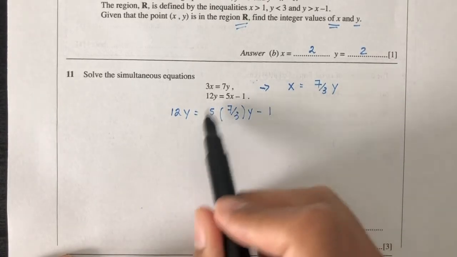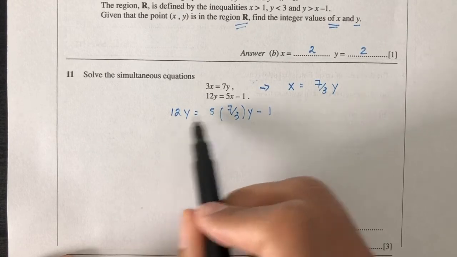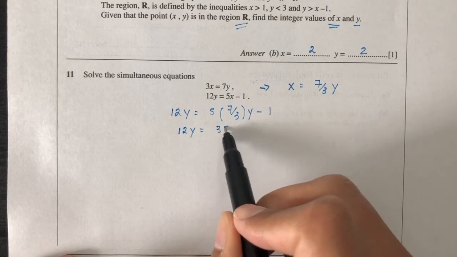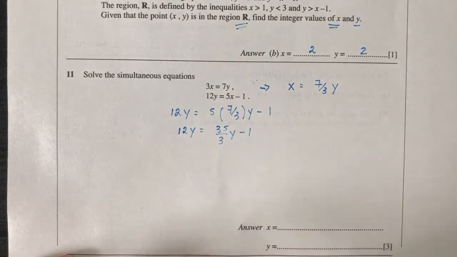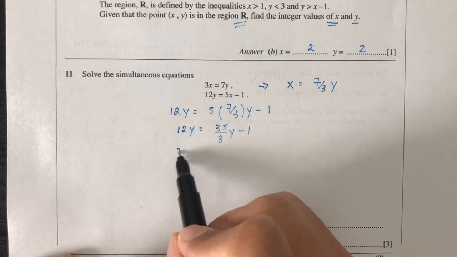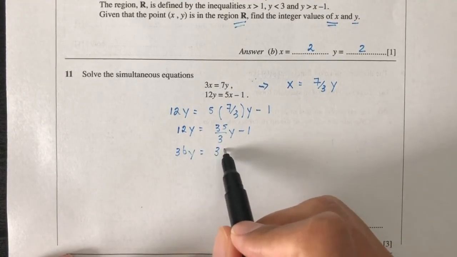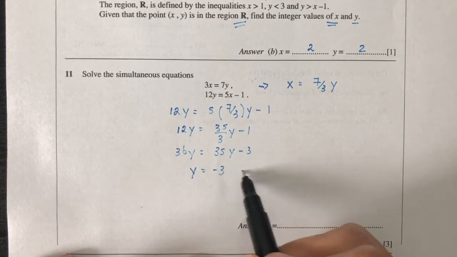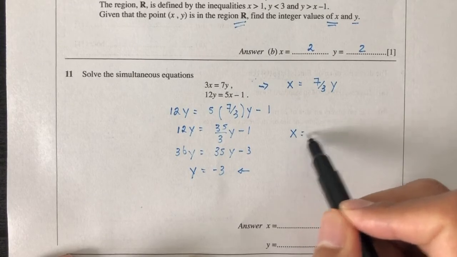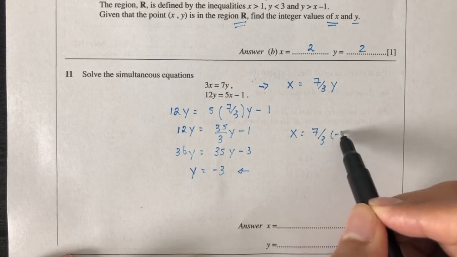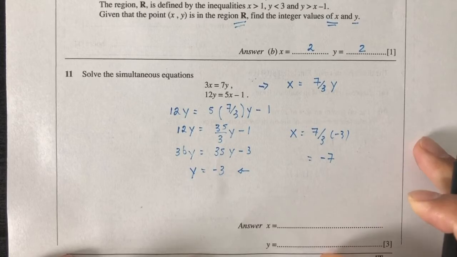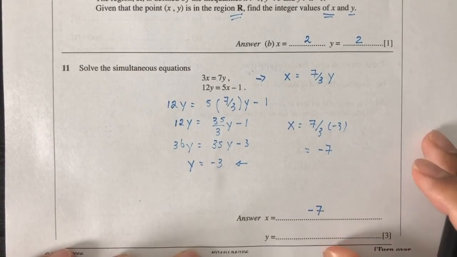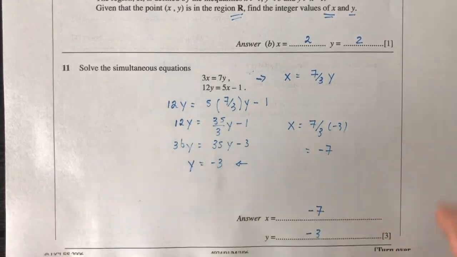So we can simplify. Let's first expand the brackets. So we have 12y equal to 35 over 3 y minus 1. Times 3 everywhere, you will have 36y becomes 35y minus 3. So it becomes y equal to minus 3. That is your first answer. Now x will be 7 over 3 times minus 3, that will be minus 7. So your answer here is x equal to minus 7 and y equal to minus 3.